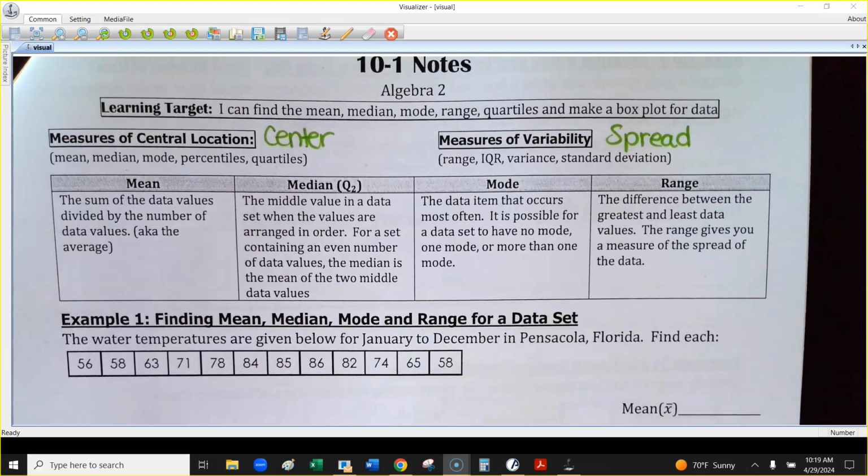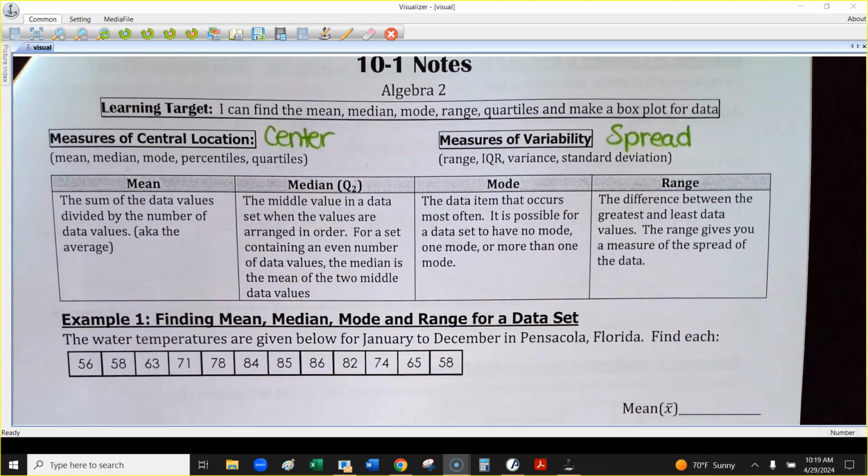But they have what they call measures of central location. So the center of the data, kind of like your average or your mean, median, mode, percentiles and quartiles. We'll do a separate day on those, but those are all measures of center of the data. And then measures of variability are like your range. So not range like you think of on a graph, but like the biggest value, the smallest value.